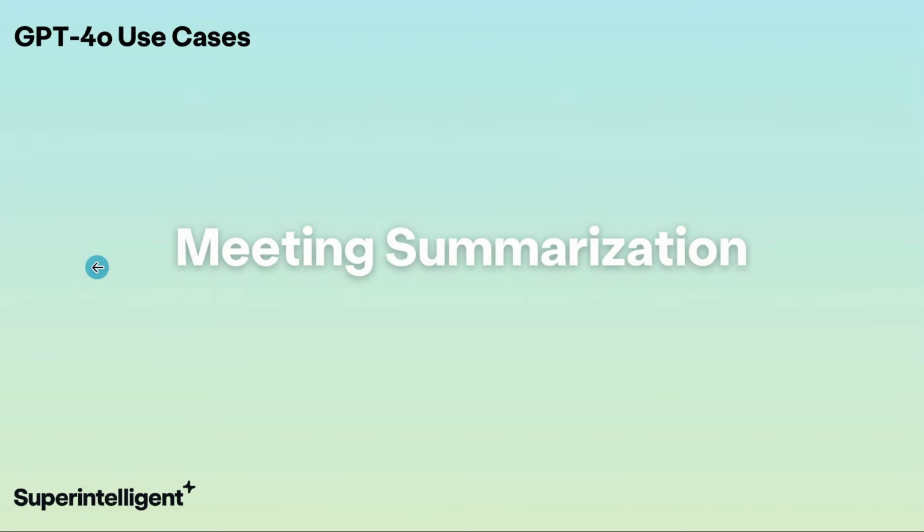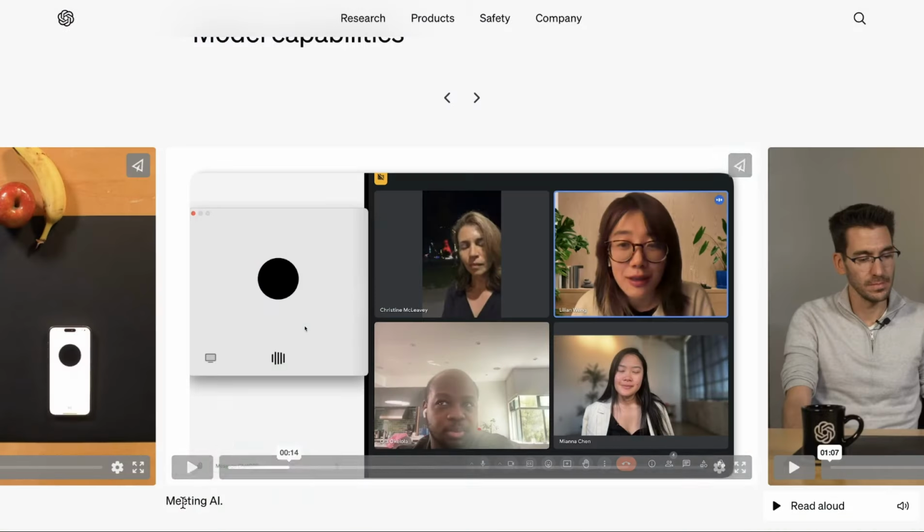Our next use case is meeting summarization, but really it should probably be better described as meeting engagement, meeting transformation. The example that OpenAI gives shows ChatGPT actually interacting as part of the meeting.